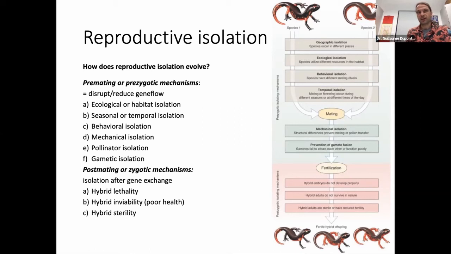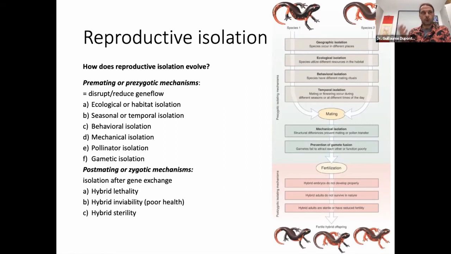Then there's mechanical isolation, the so-called key and lock thing, that the genitals just don't fit. Pollinator isolation is when certain plant phenotypes diverge so much that only specific pollinators can fertilize them or pollinate them, sorry.